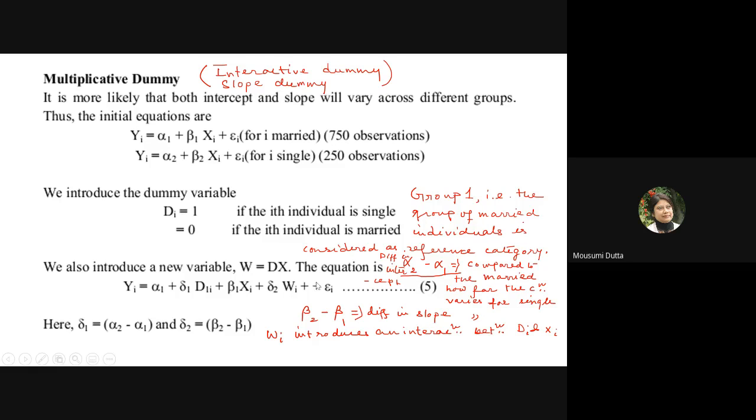So there is a typo. Now you set d1i equal to 1. This will give you the equation. This is the intercept.